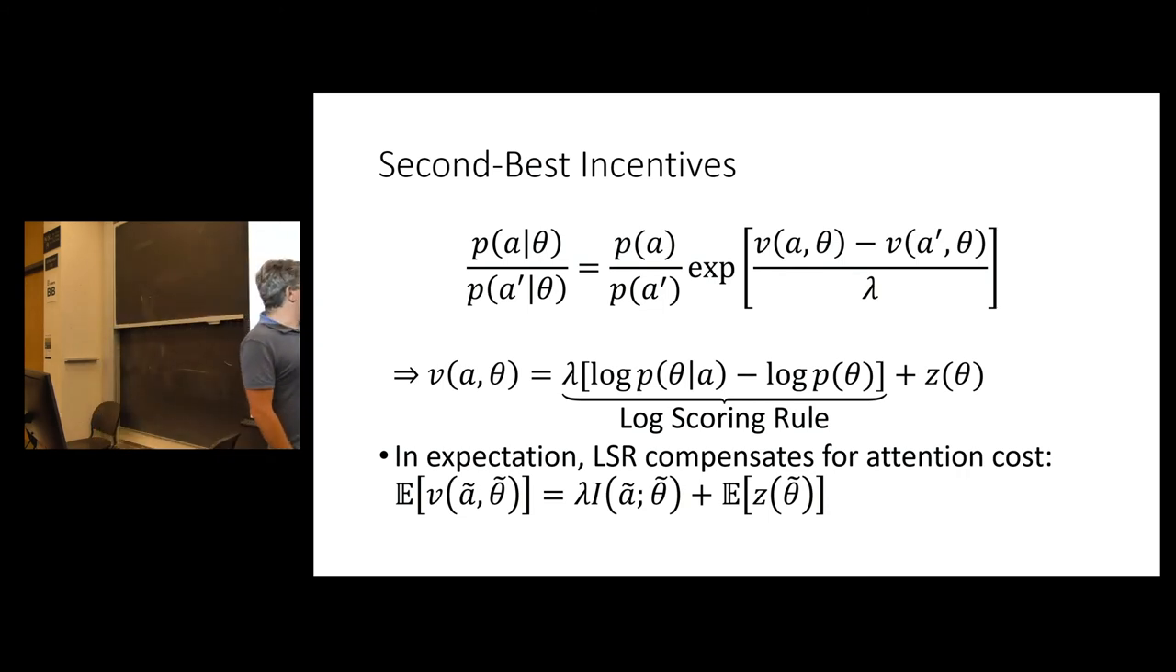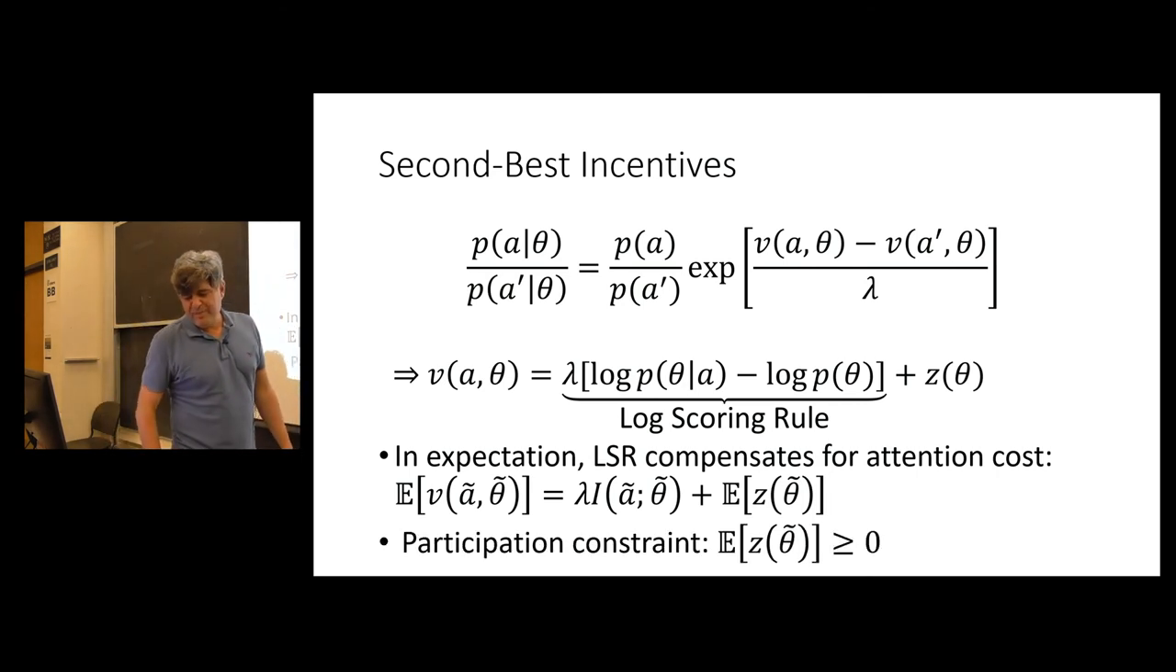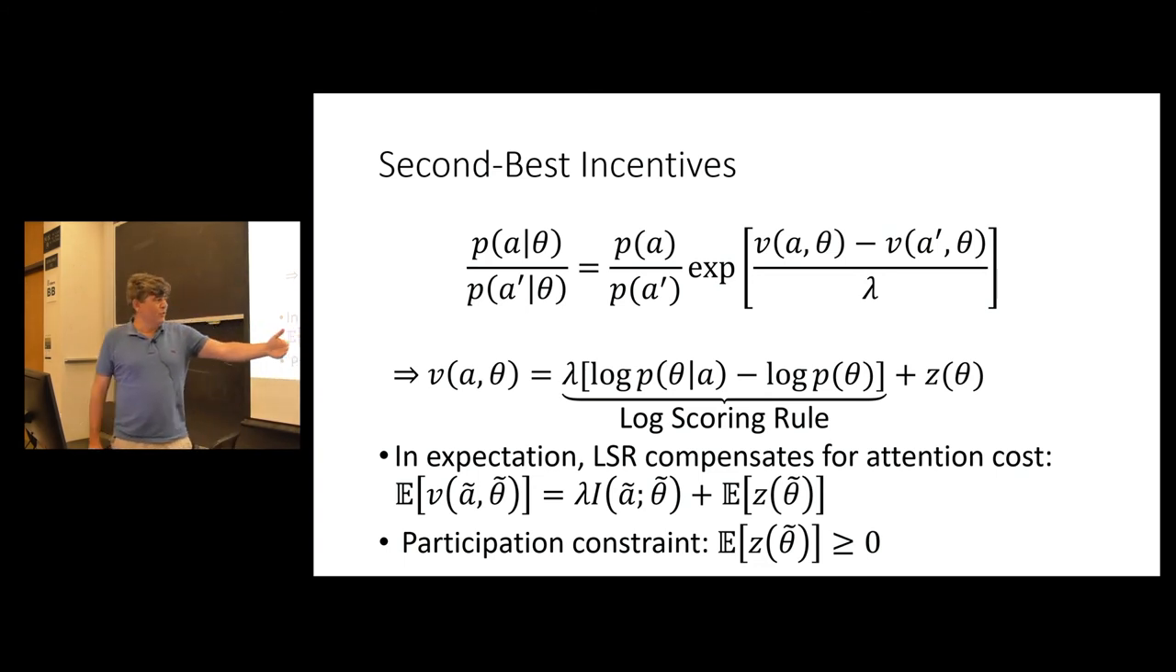So the log posterior for the realized state is what he's actually getting. When you do that in expectation, you compensate him for the attention cost, but you have one more instrument here. You can add any function of the state because it does not affect his incentives, and so the participation constraint just requires that the expectation of this function should be non-negative.